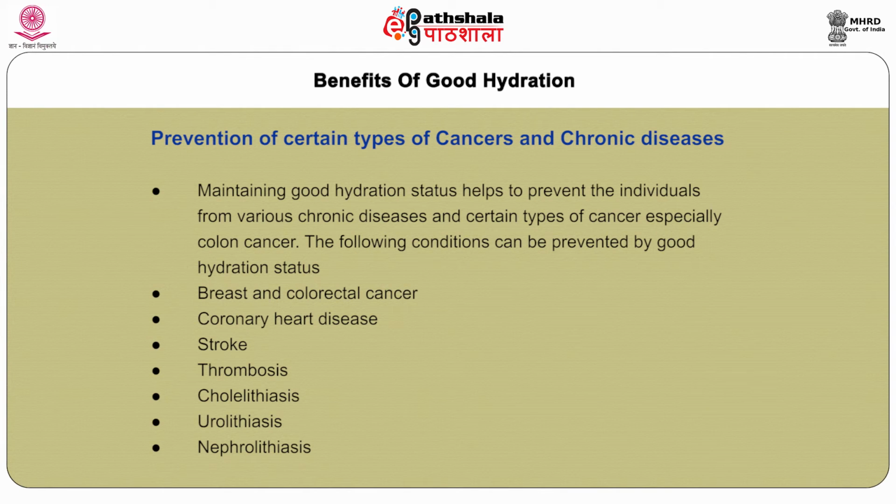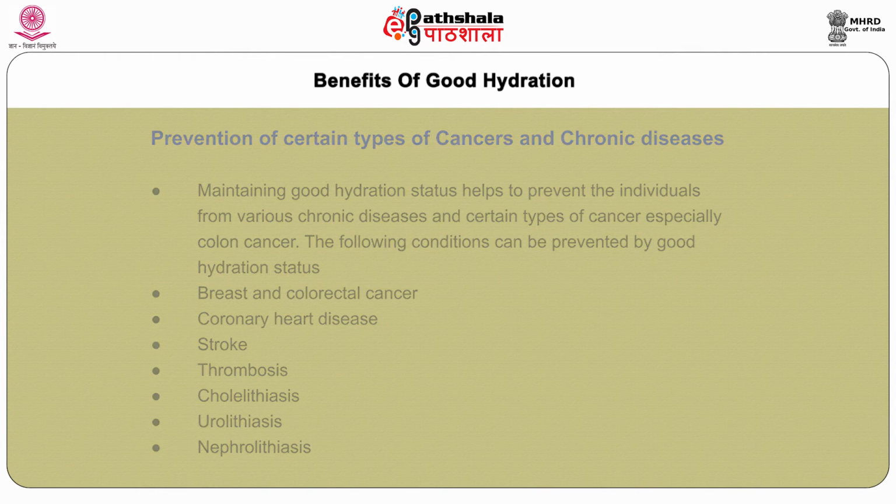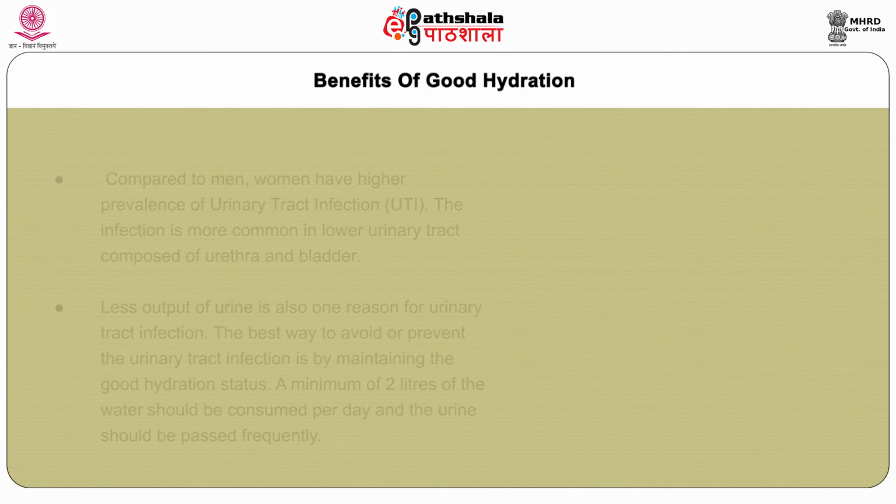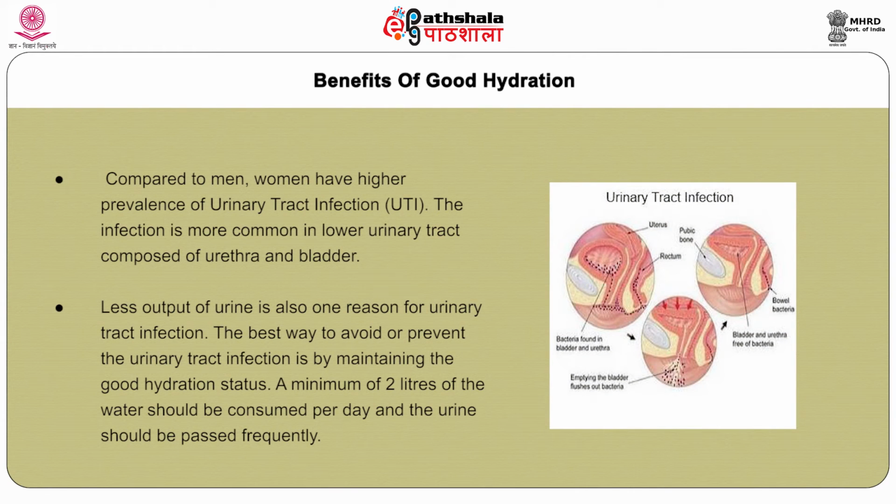For a healthy kidney and urinary tract, water is very important. The kidneys make urine to remove the water soluble waste products from the body. It is known that adults normally excrete around 1.5 to 2 liters of urine per day. Kidneys play a vital role in maintaining the water and electrolyte balance in the body. Diluted urine indicates that excess solutes are being excreted from the body, whereas concentrated urine prevents the escape of solutes from the body and helps to prevent dehydration. Compared to men, women have a higher prevalence of UTI.